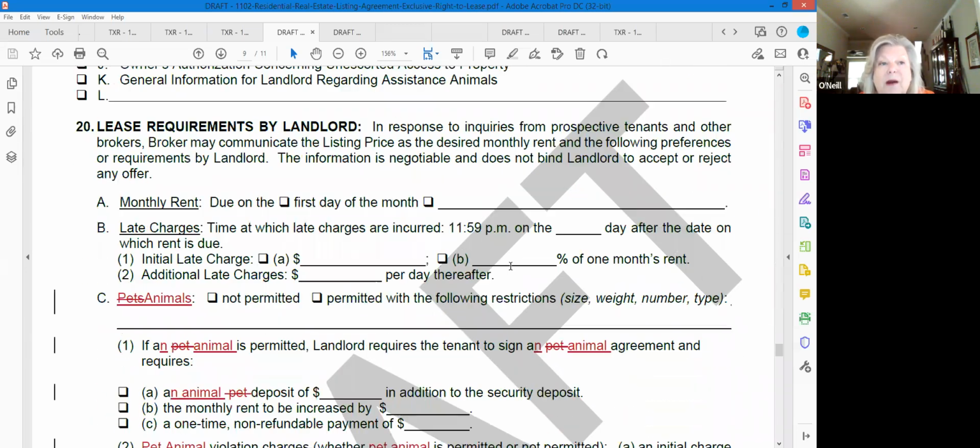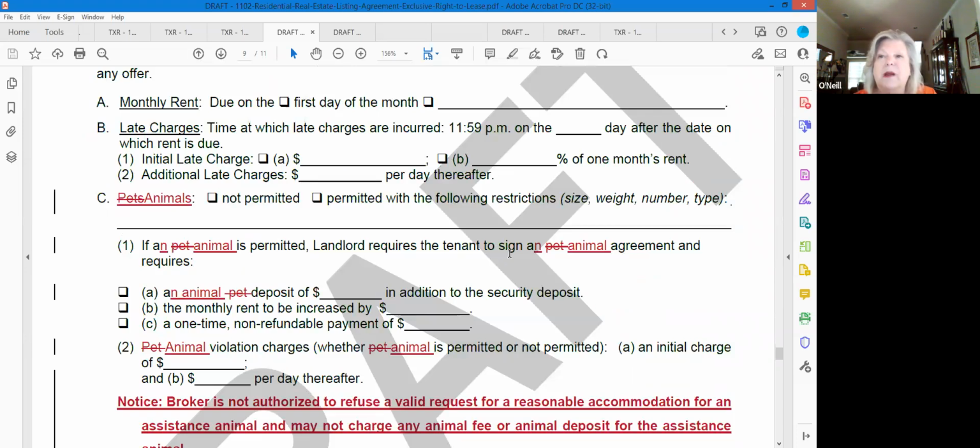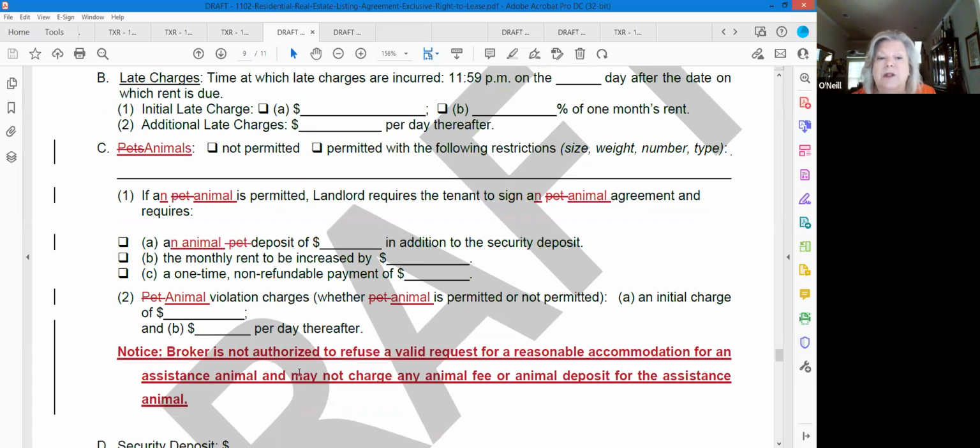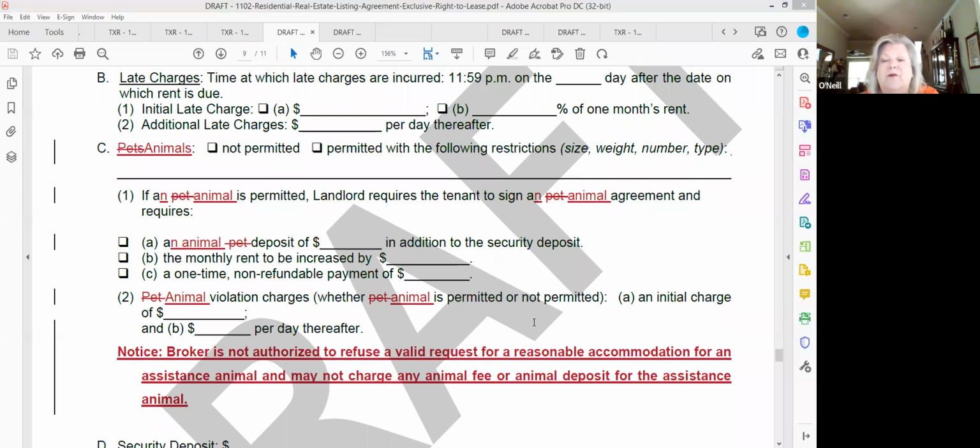Now in the lease, paragraph 20, they stripped the word pets from everything. They're changing the pet agreement to animal agreement, and they changed the word pets to animals. They do differentiate that assistance animals are different than other animals for the purposes traditionally as a pet. But here's the notice. It says broker is not authorized to refuse a valid request for a reasonable accommodation for an assistance animal and may not charge any animal fee or animal deposit for the assistance animal.